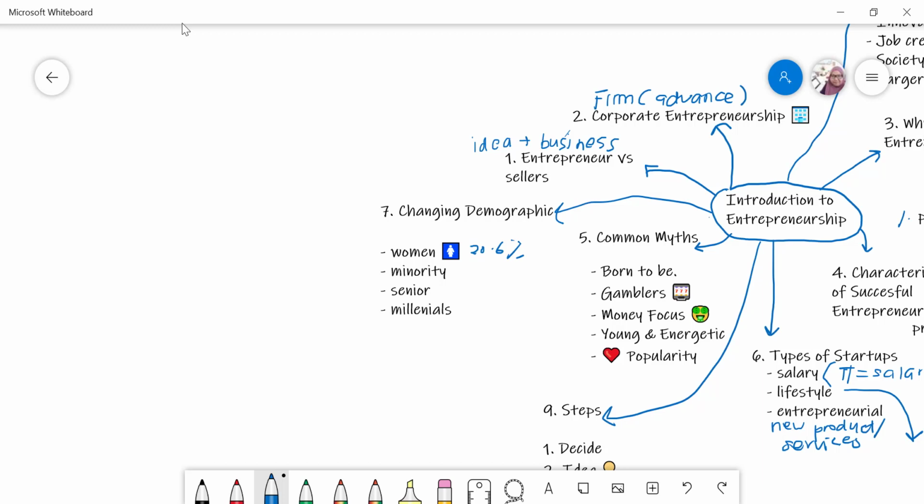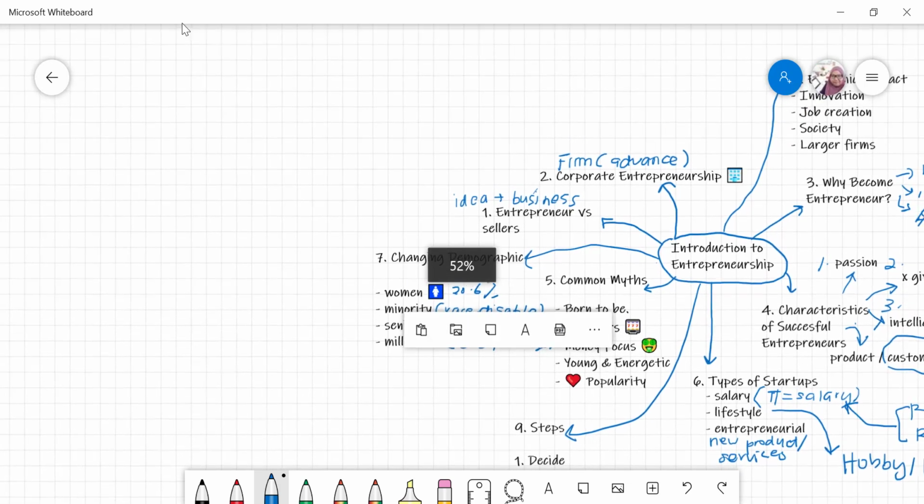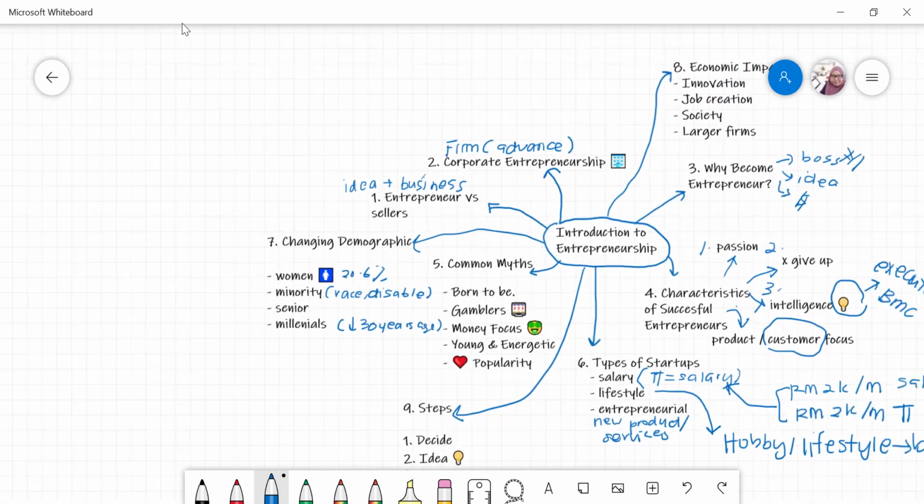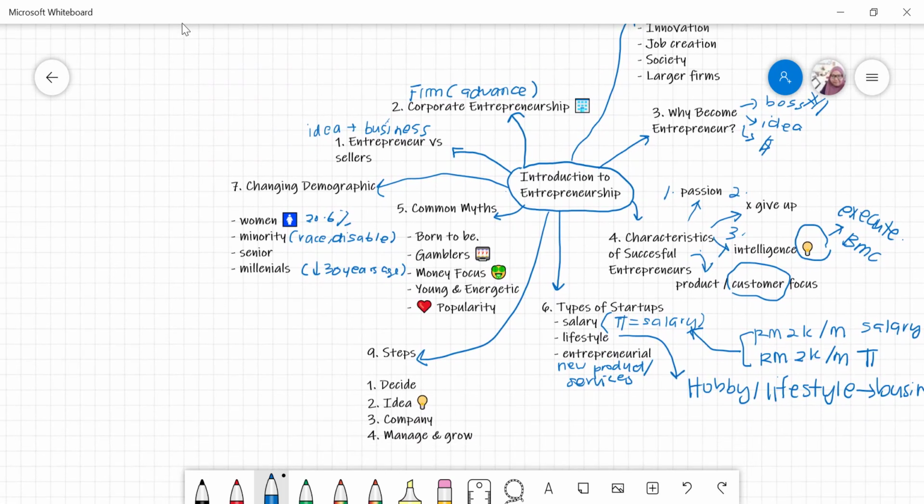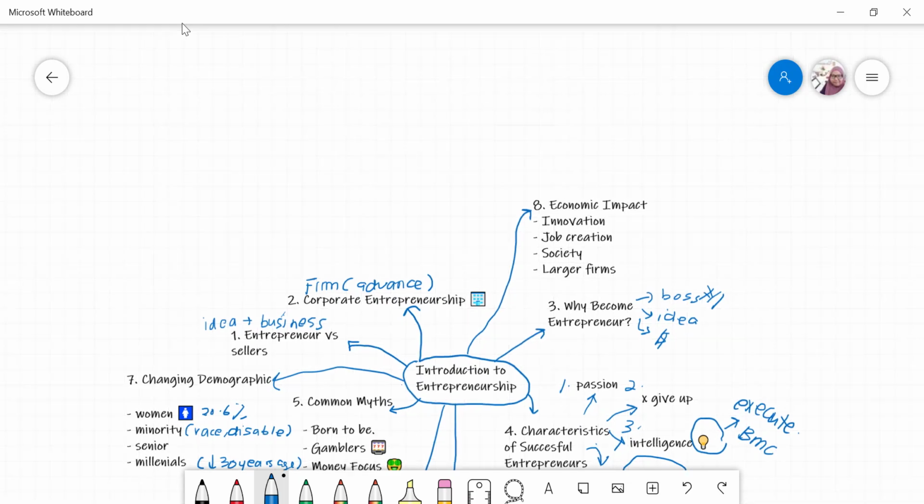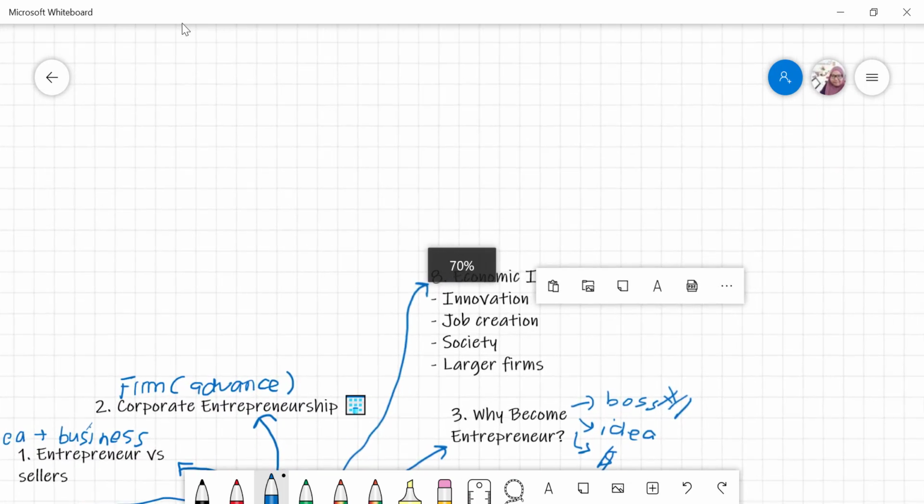Minority means, for example, minority in race, or maybe disabled. Disabled people are also a minority in Malaysia, and they also do business. We have senior people also doing business, and also millennials. Millennials are actually below 30 years of age, meaning young people. The trend now is that young people love to do content creation, becoming YouTubers, gamers. That is also actually entrepreneurship. Content creation is also entrepreneurship.